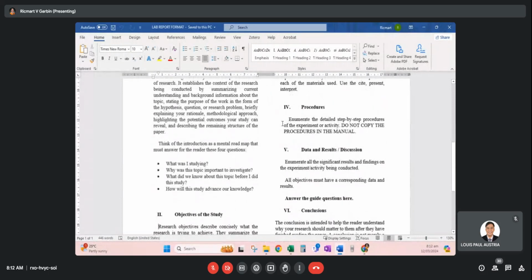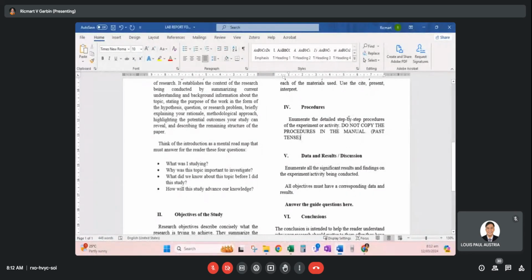Then procedures, what are the procedures that you've done? Since you have already performed the experiment, this should be on the past tense. So past tense na to dapat. So the procedures can be in a step-by-step process, or you can also do it in paragraph form. You may also include pictures if you want of how the steps of the experiments are being performed. You can also do that.